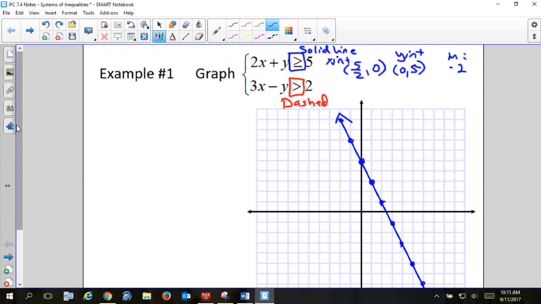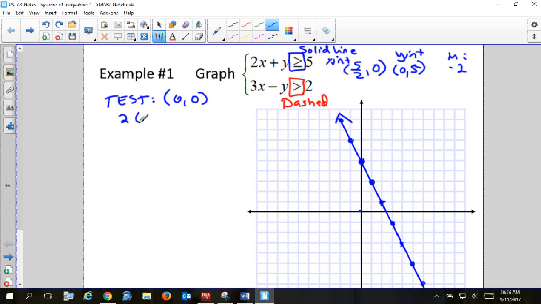Then from there, we have to figure out what region is shaded. This line divides the coordinate plane into 2 regions. We have to figure out which of the 2 regions is the shaded portion. So we're going to test a point. You can test any point you want as long as it's not on the line. Does anybody have a suggestion of a point that's easy to plug in, that's not on the line? 0, 0. You can do whatever one you want. I'm going to do 0, 0.